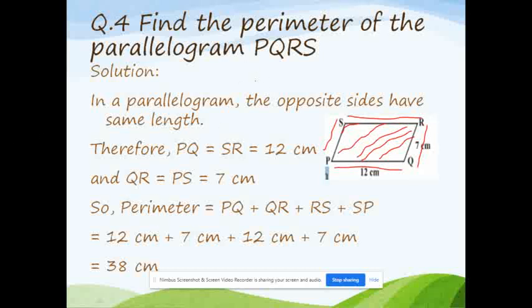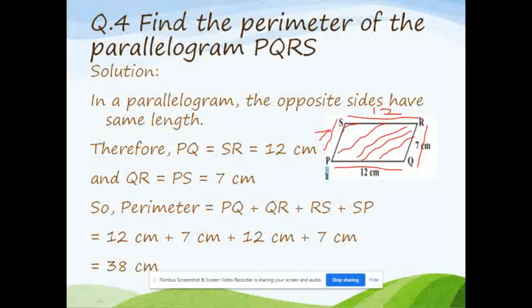If a parallelogram is like this, we are going to find its perimeter. In a parallelogram, the opposite sides have the same length. That's why SR is equal to PQ, so it has the same length, 12 centimeters. As well as QR is equal to SP, so QR is 7, and the opposite side of QR is SP, that's also 7 centimeters.